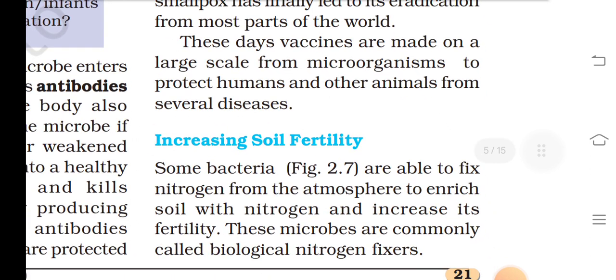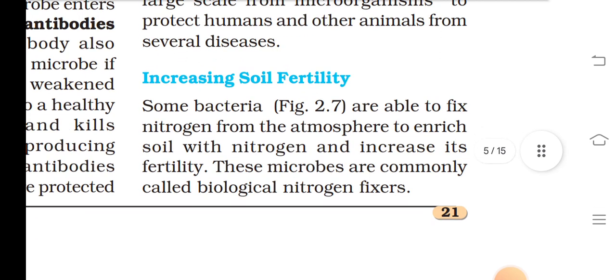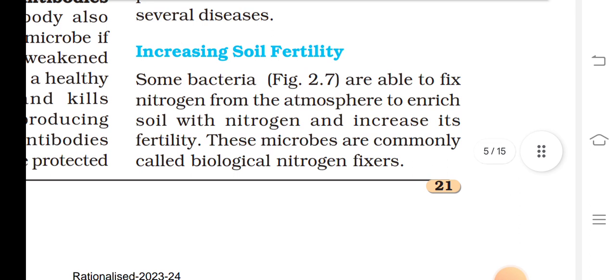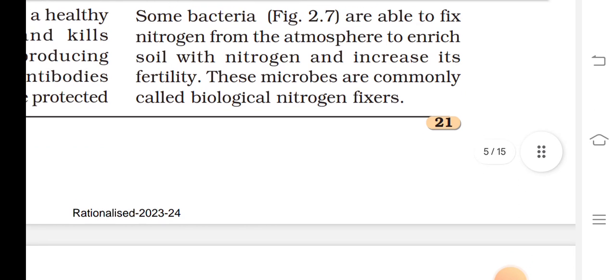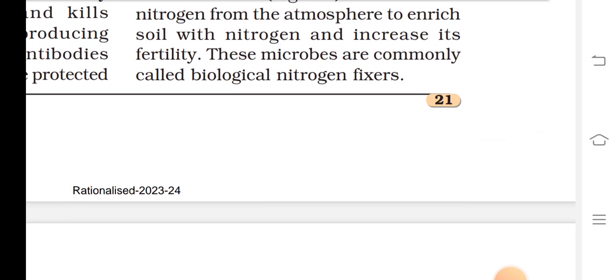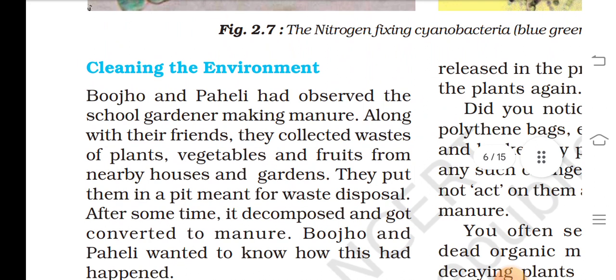These days, vaccines are made on a large scale from microorganisms to protect humans and other animals from several diseases. Increasing soil fertility: some bacteria are able to fix nitrogen from the atmosphere to enrich soil with nitrogen and increase its fertility. These microbes are commonly called biological nitrogen fixers.